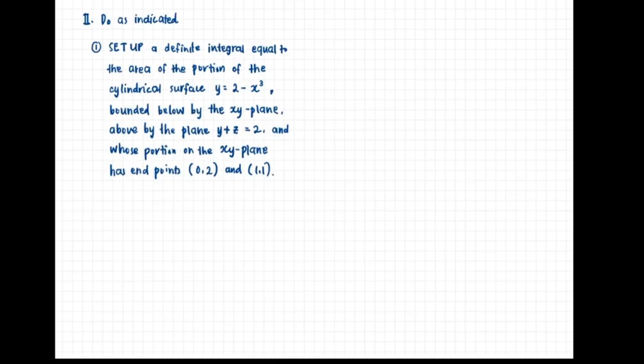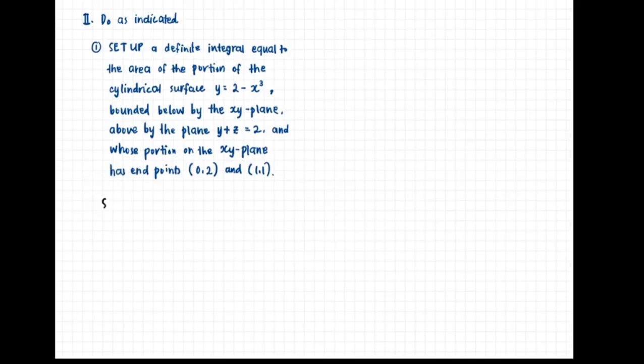So for the last part of our discussion video, we have here two more examples. For the first one, you're asked to set up a definite integral equal to the area of the portion of the cylindrical surface y equals 2 minus x cubed, bounded below by the xy plane, above by the plane y plus z equals 2, and whose portion on the xy plane has endpoints (0, 2) and (1, 1).